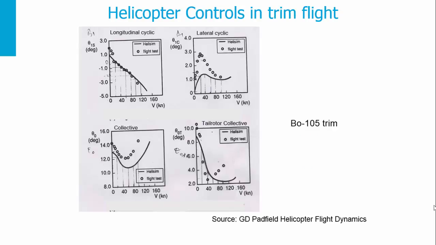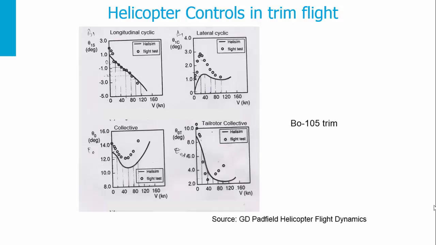We can represent the helicopter control trim for a certain helicopter as a function of the advance velocity. Here is an example for the BO105 in trim. You see the longitudinal and the collective, but you also see the lateral and the tail rotor collective.